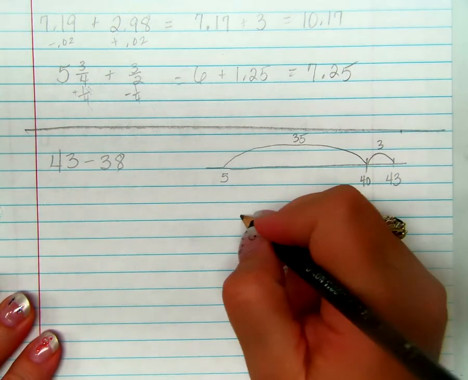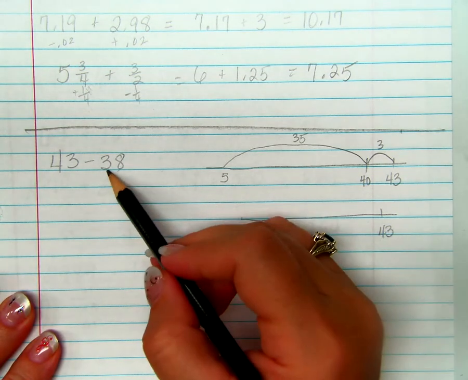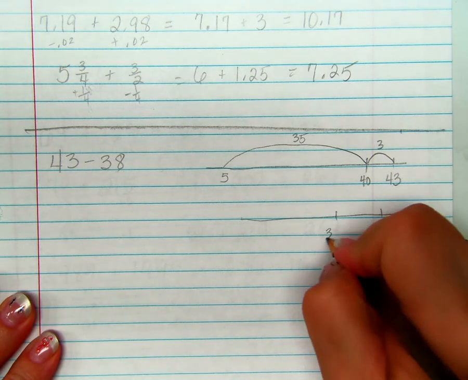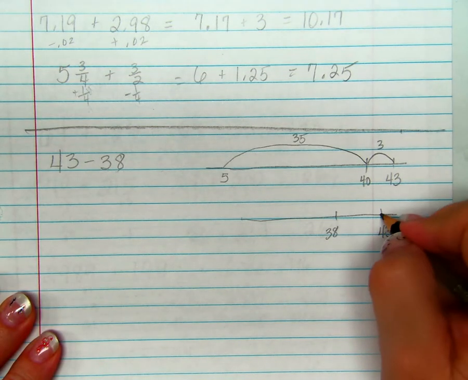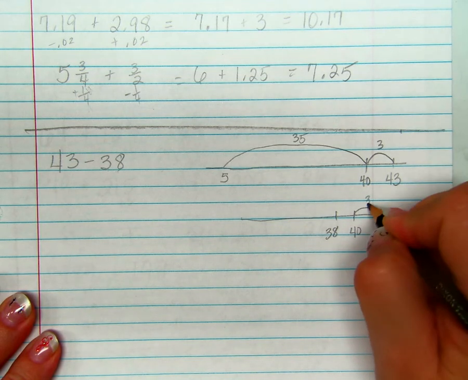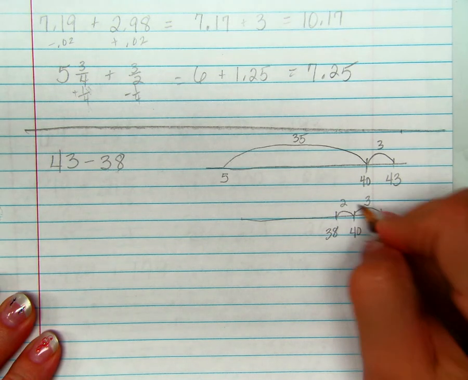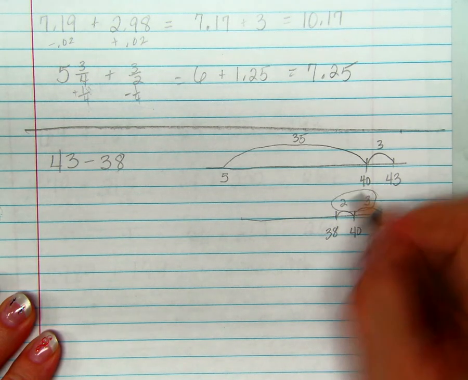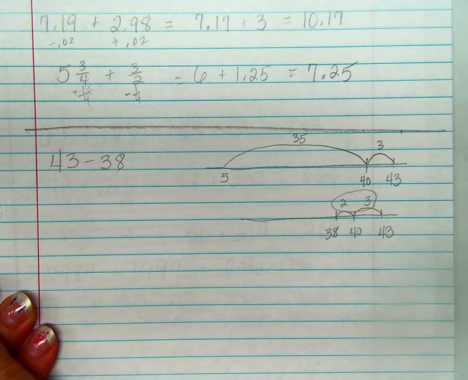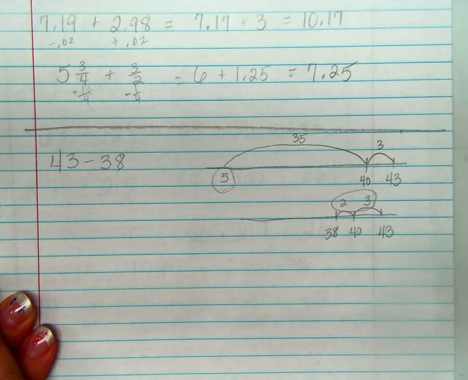Or, what if I start at 43 and I subtract to get to 38? 43 to 40 is 3. And 40 to 38 is 2. How much did I subtract? Guys, what is 43 minus 38? 5. So I just visually showed you 2 different ways to do this problem, right?